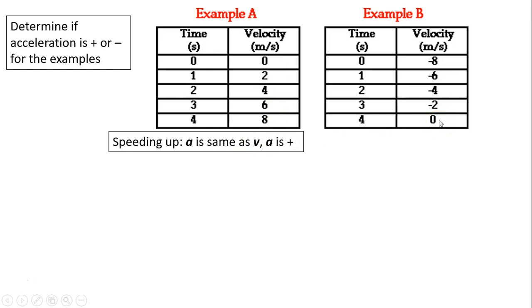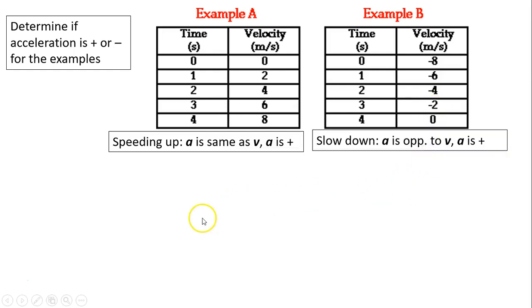Some of you may not agree with me. You may say, wait a second, -6 is bigger than -8. I learned that in math. Yes, you are correct. But in physics, this negative means direction. It does not mean magnitude. The magnitude is the number only. This one is saying an object is traveling in the negative direction, could be west or to the left, and its speed is decreasing from 8 to 6 to 4 to 2. So you are slowing down. When you slow down, the acceleration and velocity are in opposite directions. So since velocity is negative, acceleration has to be positive.